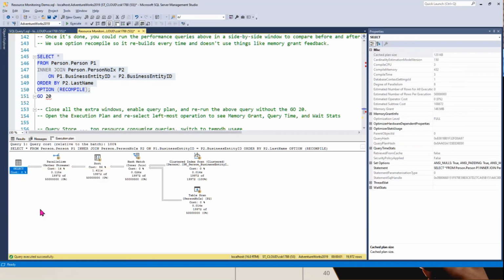If I reselect the operation on the left, I wish I didn't have to do that to get properties to show up, but we can see that it was expecting 50 million rows for these things. We can see our memory grant was 146 megs, so SQL Server said, I think you're going to need 146 megs in order to run this query.